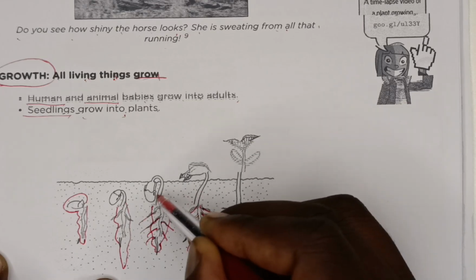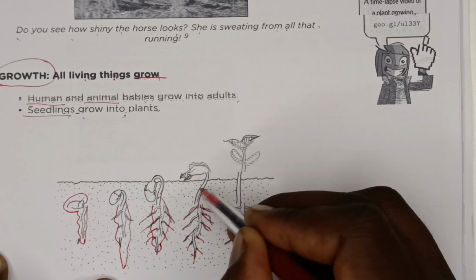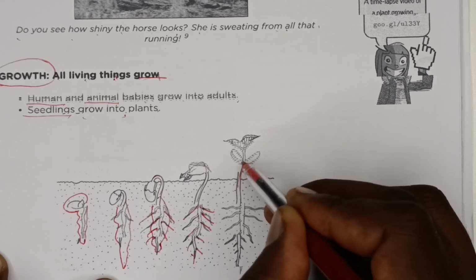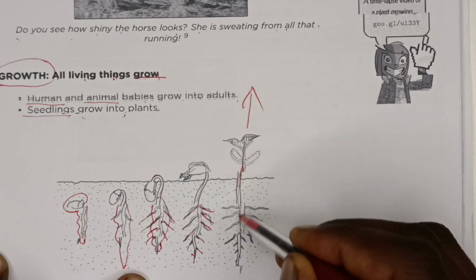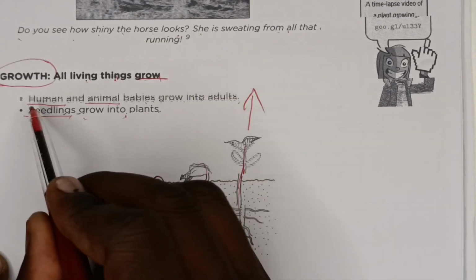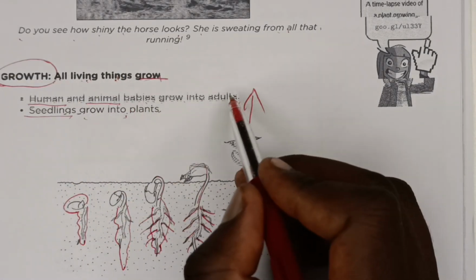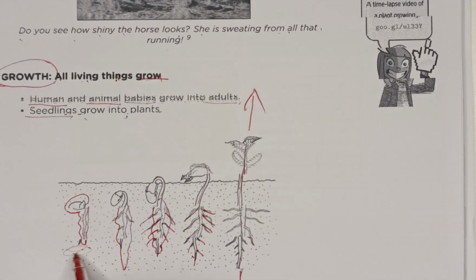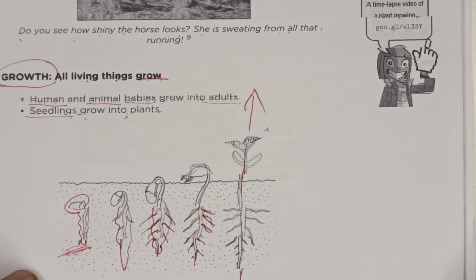And now we see the stem comes out of the soil. The stem is outside and is growing upward, and the roots as well, they continue to grow downwards. So all living things grow. Animals grow, they are from babies and they become adults, and seedlings grow from being seeds and they become plants.